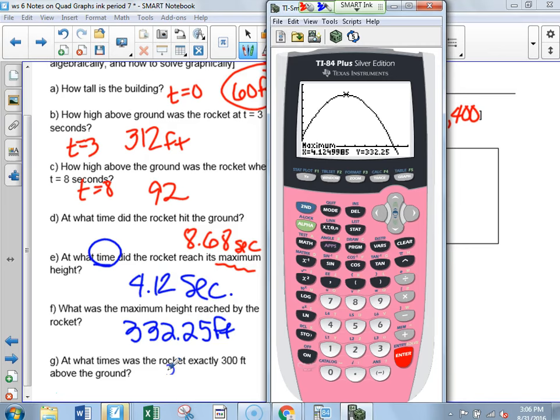What time is it exactly 300 feet above the ground? This is a feature we're going to use a lot. This is a really bad question because the only way to get exactly would give you a radical answer. You'd have to write 300 equals negative 16t squared plus 132t plus 60. You'd have to subtract the 300 and then probably use the quadratic formula.